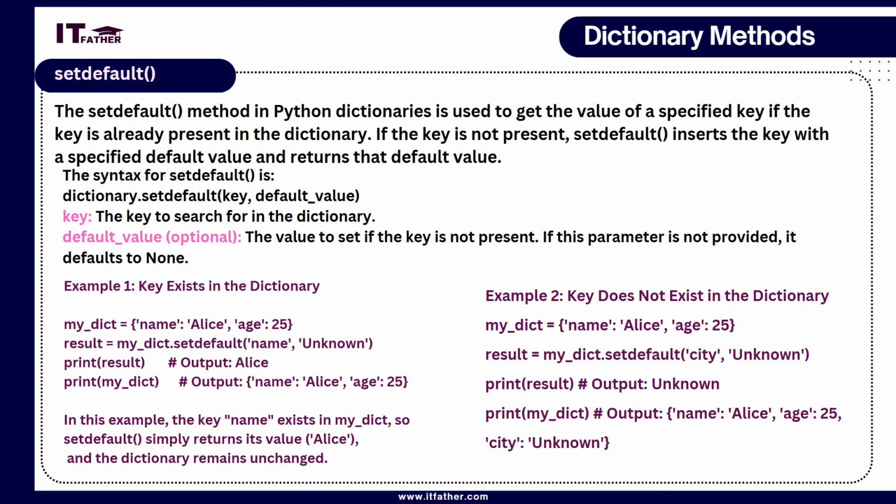The setdefault method in a Python dictionary is used to get the value of a specified key if the key is present in the dictionary, and if the key is not present, it will insert the specified key and the specified value, and the same will be returned back as output.